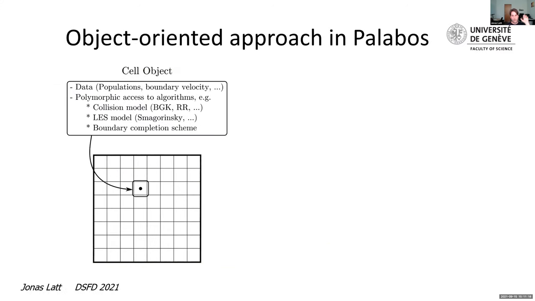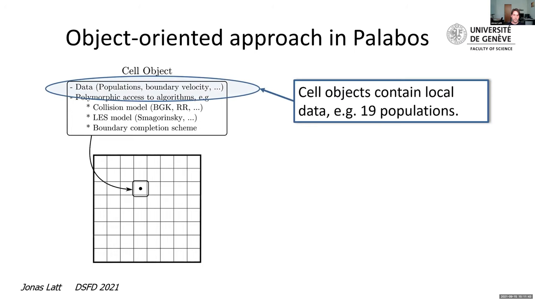The big problem which we have with Palabos is that the library is too much object oriented to play nicely with GPUs. This is a choice which we made because we really want Palabos to cover many types of models and problems and all the needs of the community. On the bottom of the screen, you have a representation of the mesh, and every cell is represented by an object. So an object, what is that? That's something which contains data, which is the populations and some other extra information if you have some.